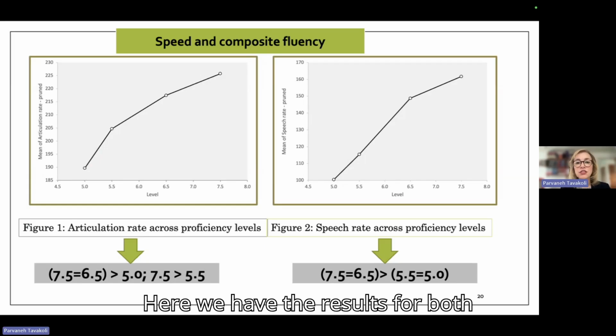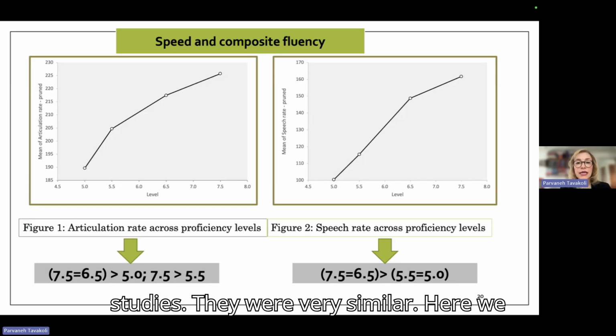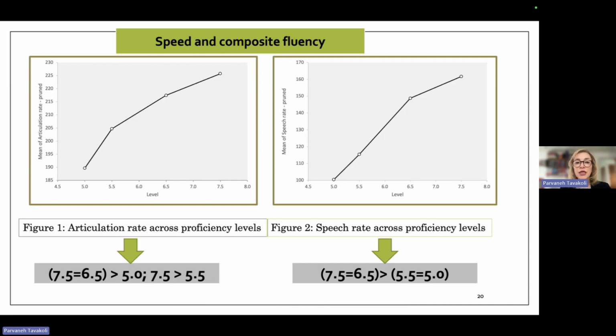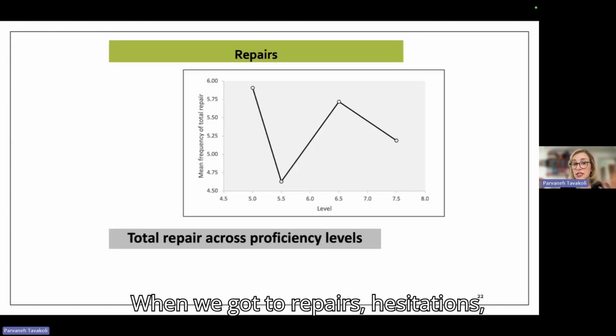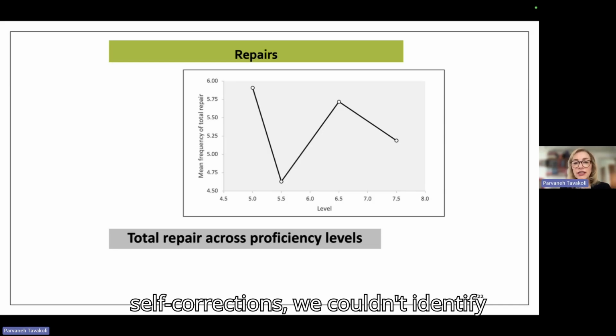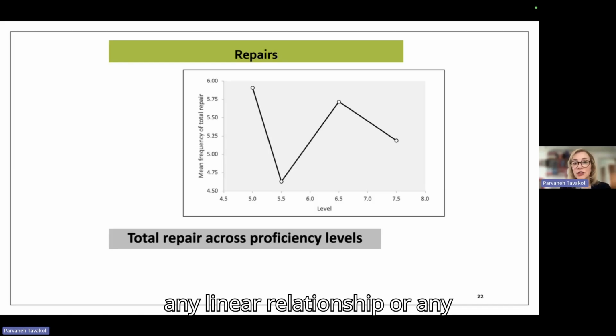Here we have the results for both studies. They were very similar. Here we had results that suggested speed and composite fluency had a linear relationship with proficiency. Also for silence, we could see quite a linear relationship between frequency of pauses and proficiency. In other words, if we had the opportunity to measure objective aspects of fluency, they correlated very highly with proficiency levels. When we got to repairs, hesitations, self-corrections, we couldn't identify any linear relationship or any consistent patterns.